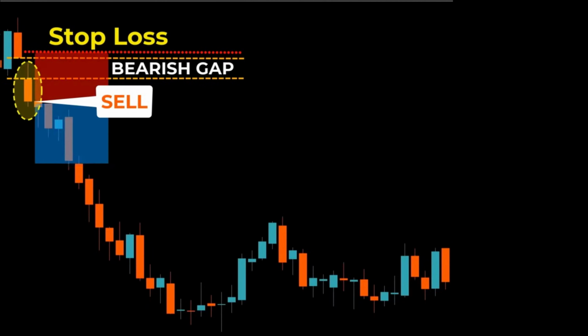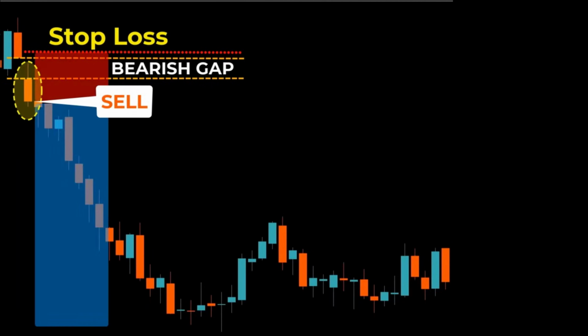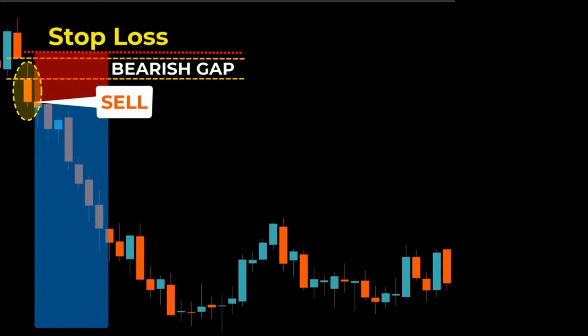And just like that, boom! The price tumbles quickly, delivering huge profits for traders who caught this setup. Simple, effective, and incredibly powerful. Once you master gaps between candle bodies, you'll be able to spot and trade these opportunities with confidence.